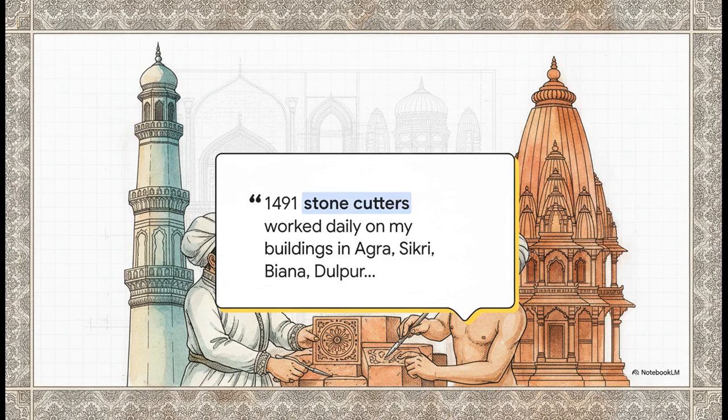Right from the get-go, Indo-Islamic patrons relied heavily on local Hindu artisan guilds. Emperor Babur himself wrote about using nearly 1,500 local stonecutters every single day. Having that shared workforce naturally sparked a massive dynamic exchange of architectural ideas between these different kingdoms.